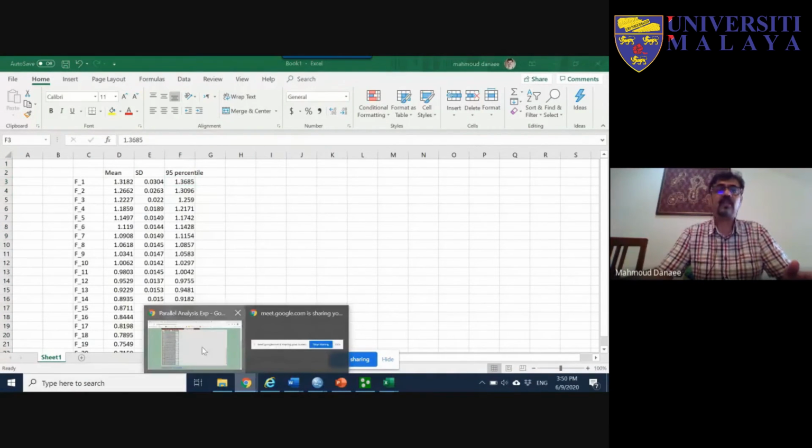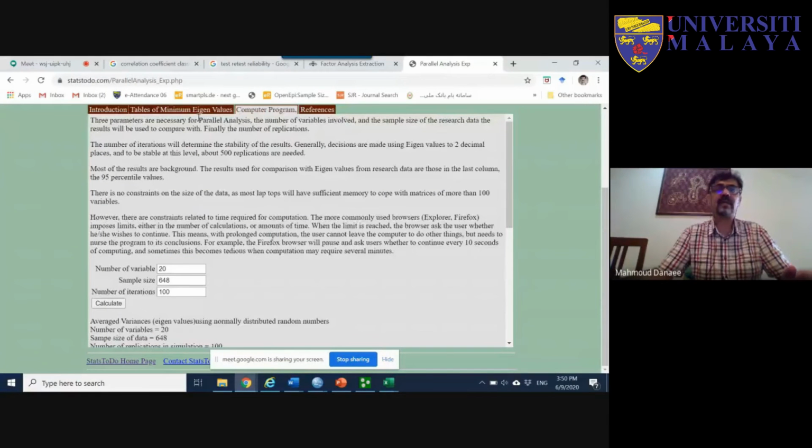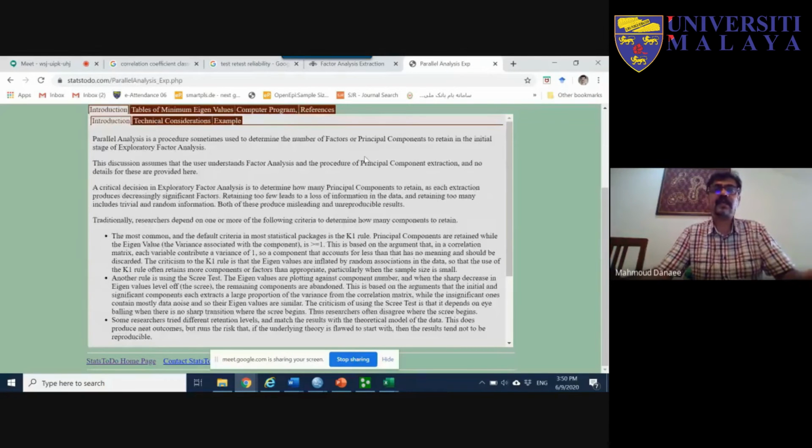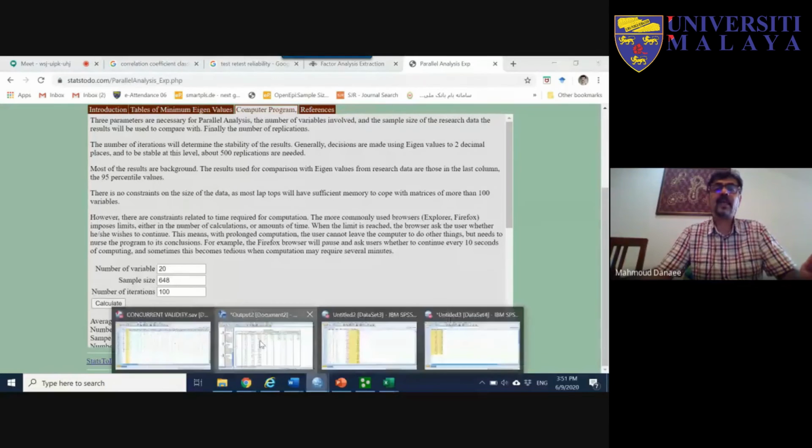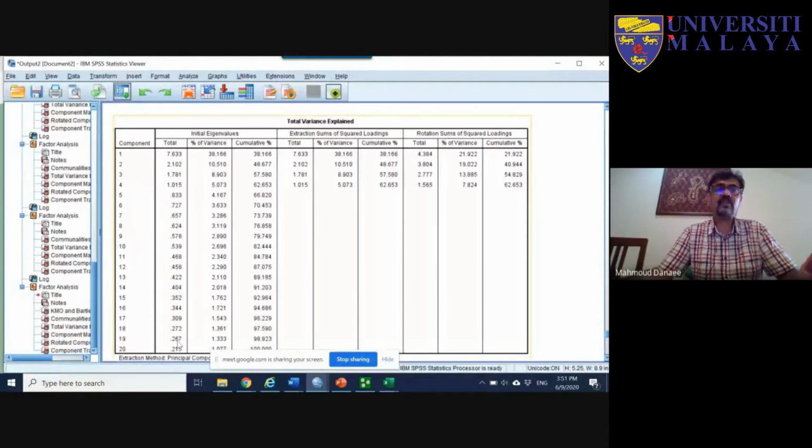Actually, if you read more about the parallel analysis, it explains that this concept is based on simulation data. If you repeat it, the numbers will change a bit, but not too much. So what you need to do is compare the initial eigenvalue for each component with the simulated data.